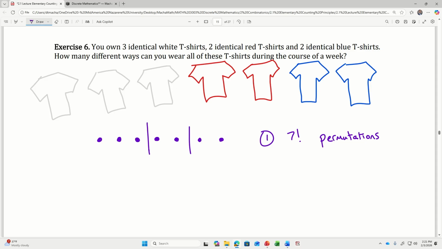Now, if I can't tell the difference between my white shirts and I can't tell the difference between the blue shirts, then I don't care about the order of these guys. I don't care about this order. And I don't care about this order either. And when I don't care about how I can place things in order, how do I get rid of all those extra copies of those permutations?